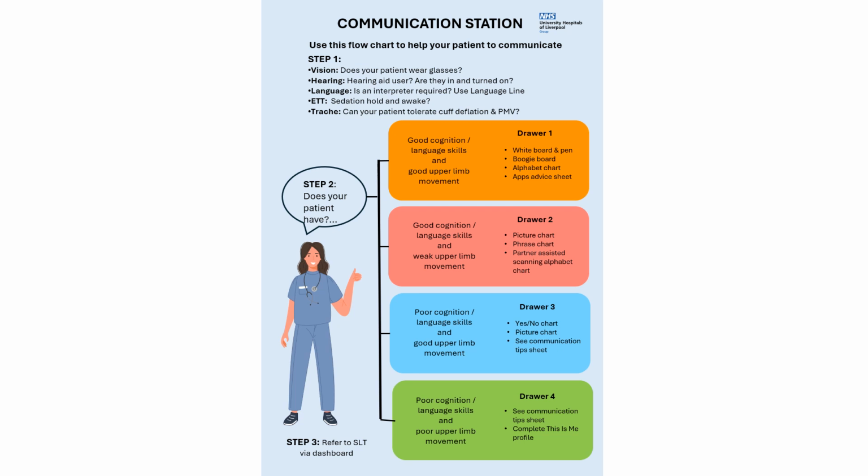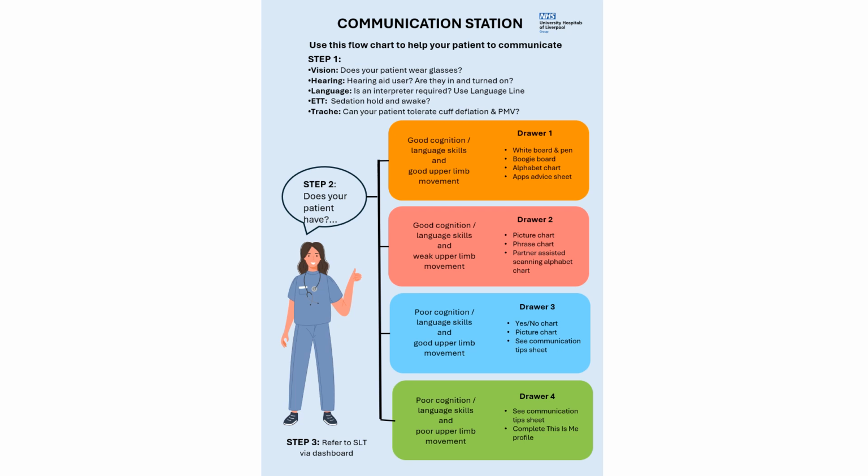Work through the flowchart on the top of the trolley to help you decide what to try first. Step 1. This is just a reminder about some simple things that can make a big difference, such as checking glasses or hearing aids. Step 2. Use the flowchart to consider A, your patient's cognitive and language status, and B, your patient's upper limb function. Then go to the numbered and coloured drawer to find appropriate resources.